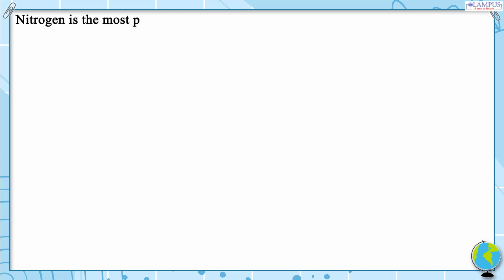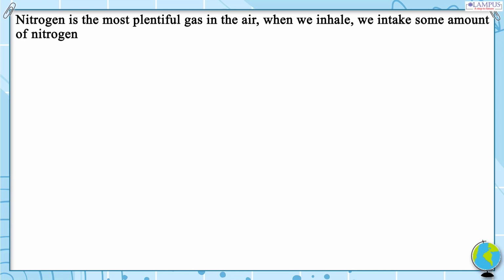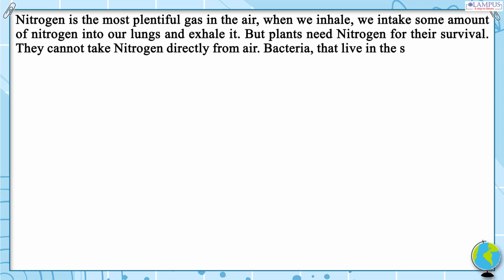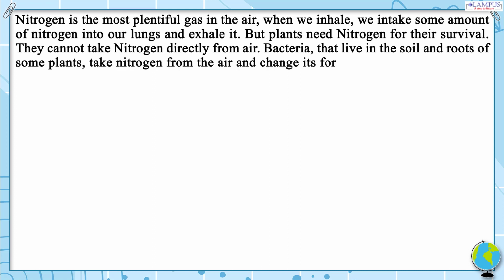Nitrogen is the most plentiful gas in the air. When we inhale, we intake some amount of nitrogen into our lungs and exhale it. But plants need nitrogen for their survival. They cannot take nitrogen directly from air. Bacteria that live in the soil and roots of some plants take nitrogen from the air and change its form so that plants can use it.